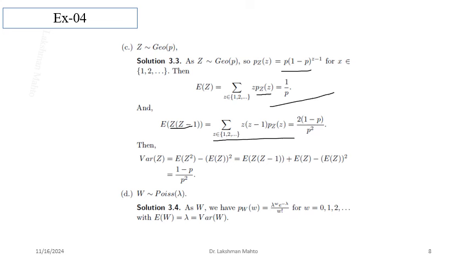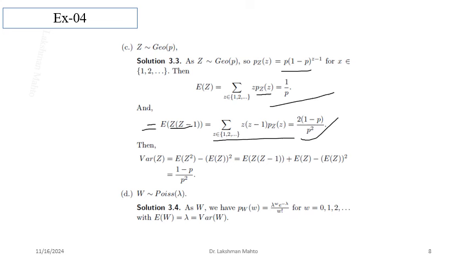Okay, with respect to variability, do you know partial fractions or not? In the computation of integration, you might have already utilized that. So you can recall those things. All those are very interesting algebraic techniques, very helpful in computation of summations or integrations. So here easily you will get the expectation of Z into Z minus 1 as 2 into 1 minus p divided by p square.